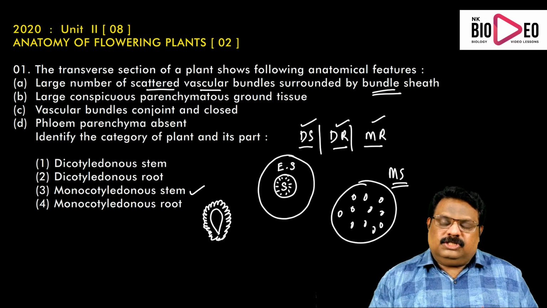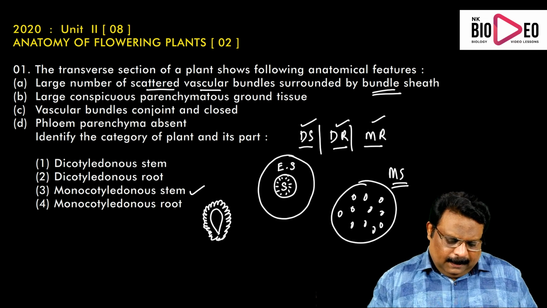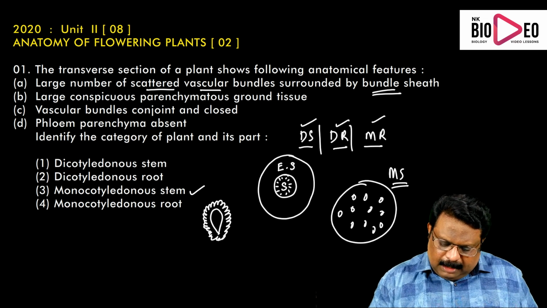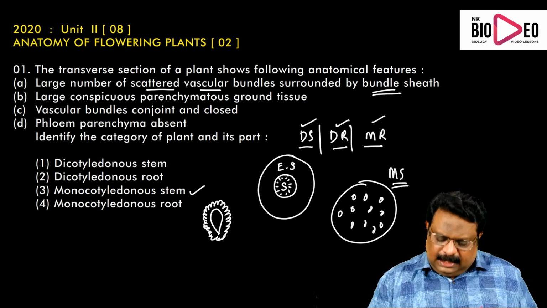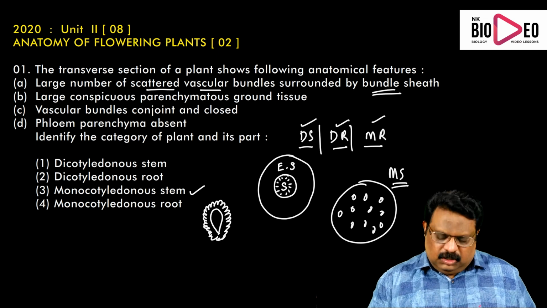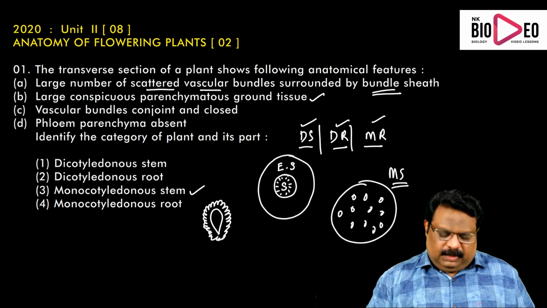In the case of dicot stem, you can see that a bundle cap is there, not a bundle sheath. The large conspicuous parenchymatous ground tissue, since there is no stellar region, pericycle, nothing is there, the ground tissue is a large one. That's also applicable to monocot stem.